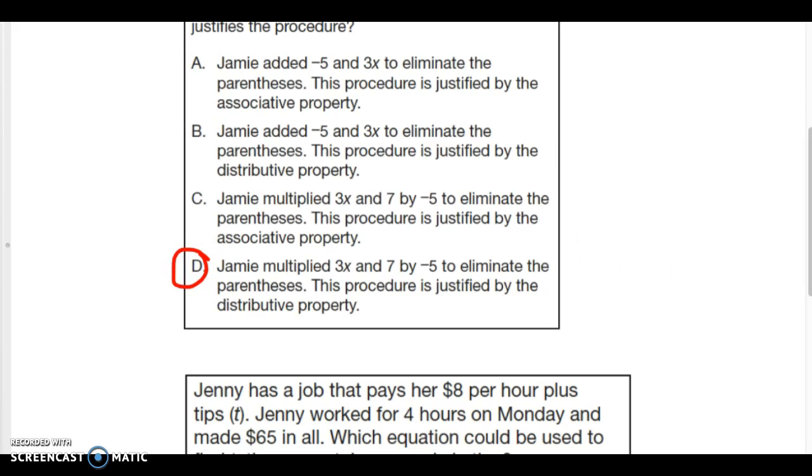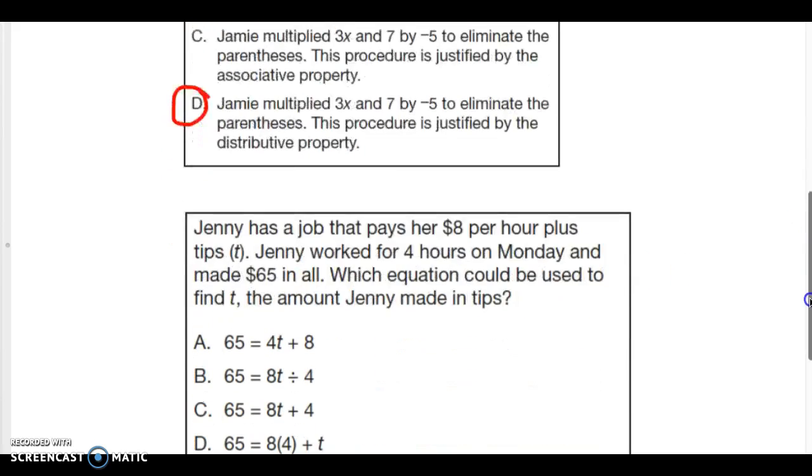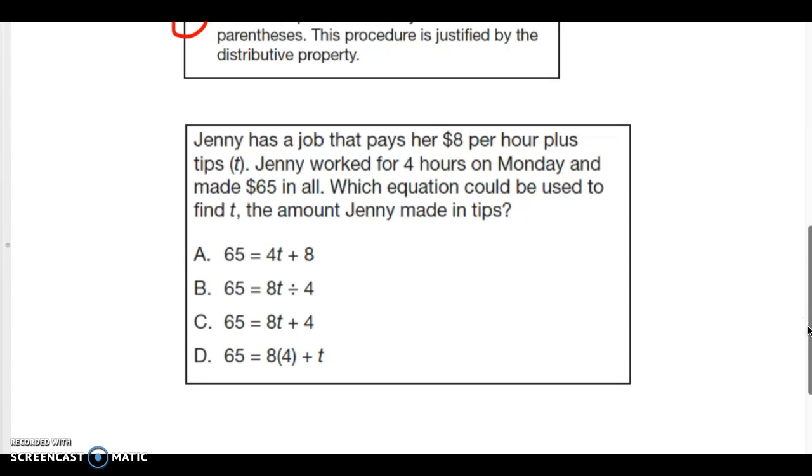Okay? So we then are looking at another situation in which you're asked to write an equation. So Jenny has a job that pays her $8 an hour plus tips. And they're giving you tips as T, okay? So if she works for 4 hours on Monday and made $65 in all, which equation could be used to find the tips?